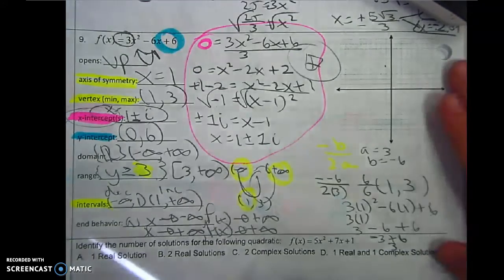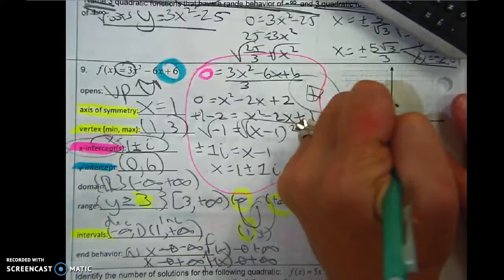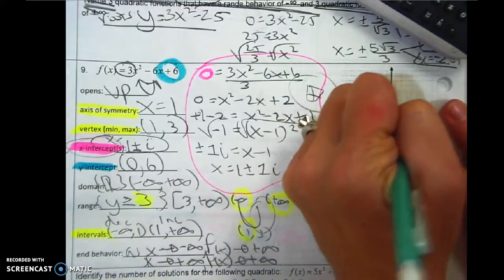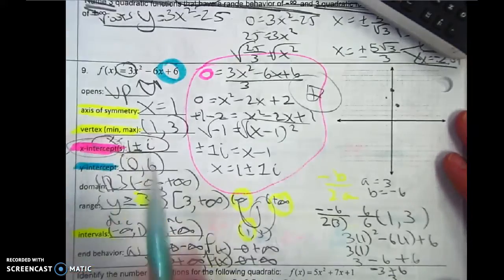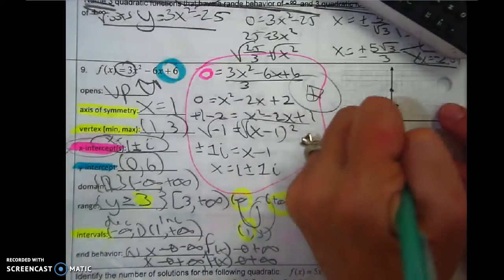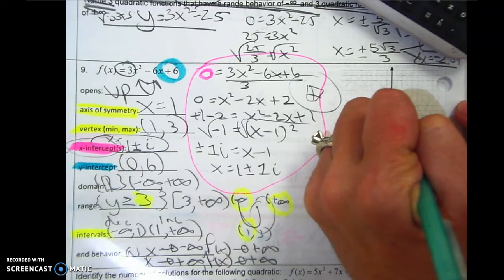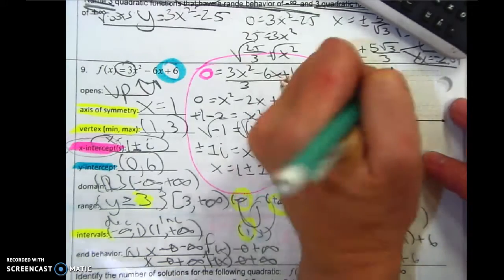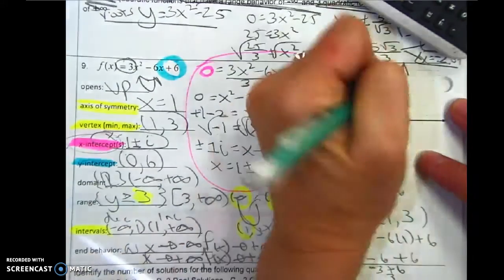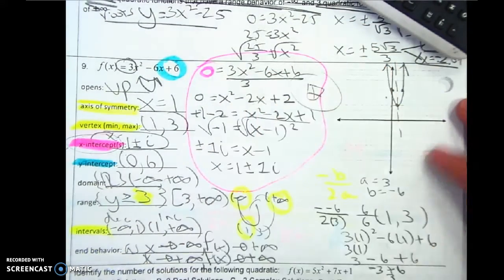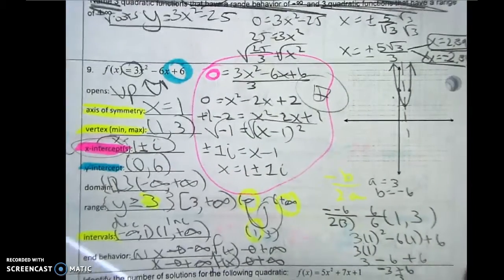Now I can graph. So I graph (1, 3). I graph the y-intercept. Now, since I cannot use the x-intercepts to help me graph, I have to find the match. So if I went left 1 and up 3, I need to go right 1 and up 3. Show my graph. Make sure you label the axis of symmetry. Okay? All right. Last problem.